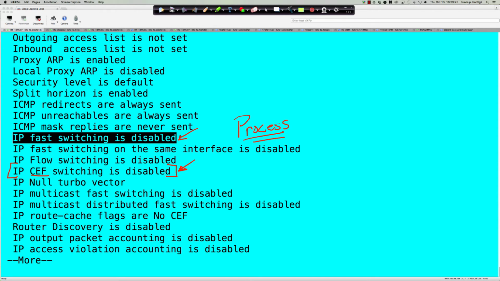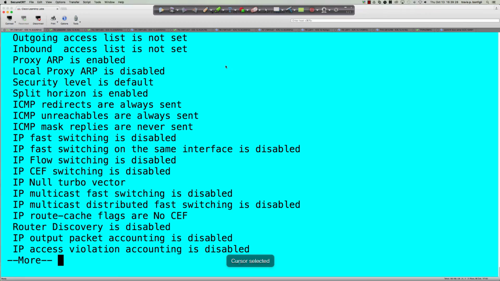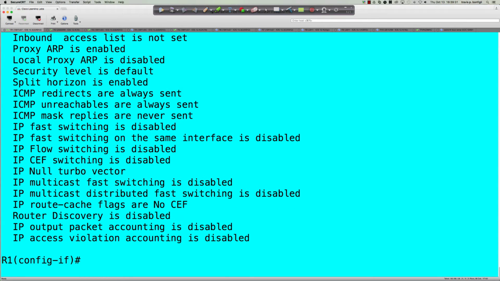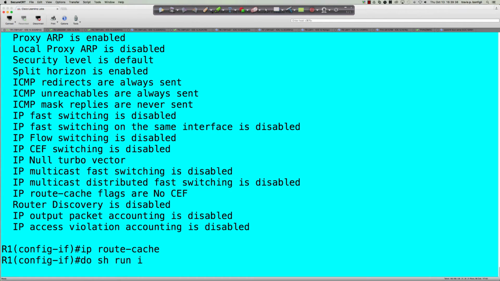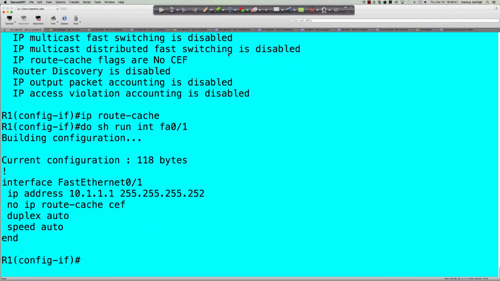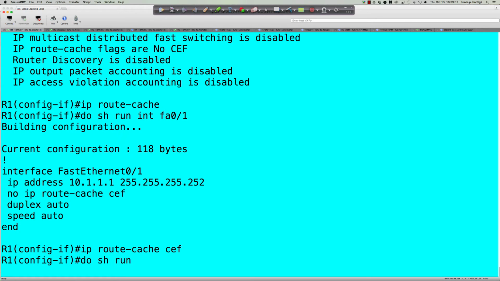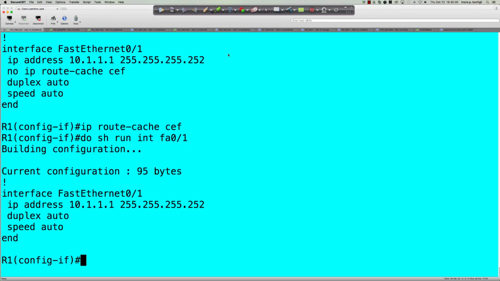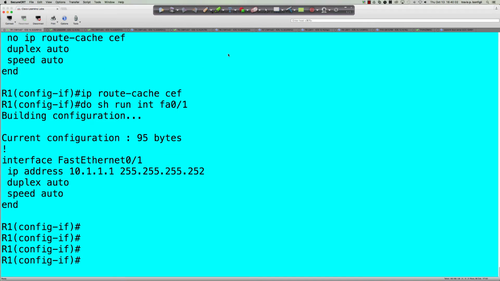Now, let's talk about how do we see that? So how would I end up seeing that? First, let me pull that command off, and we're going to say Control A. Whoops, we'll bring back the ip route-cache. Do show run interface FastEthernet 0/1. And you can see it's interesting. So look, it left in there no ip route-cache cef when I took the no ip route-cache off. So we need to say ip route-cache cef. And let me make sure, do show run interface Fa0/1. That's off of there, right? Okay, good. So it's off of there. So we're CEF switching right now.